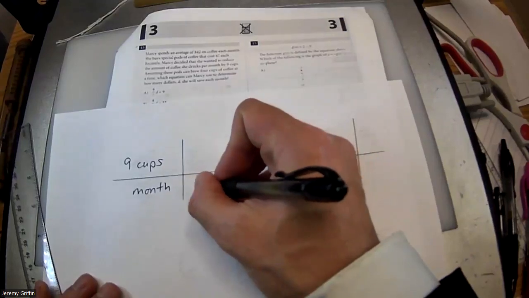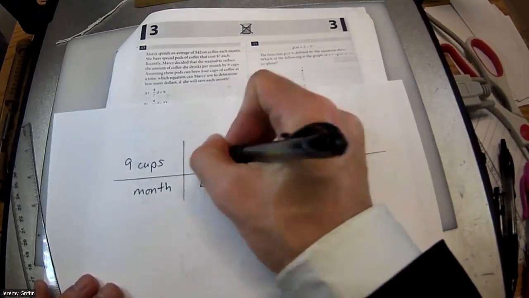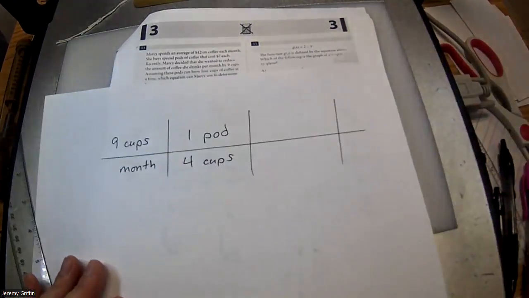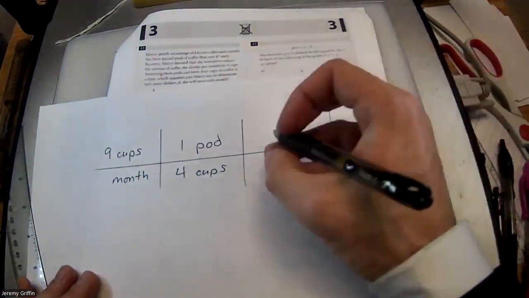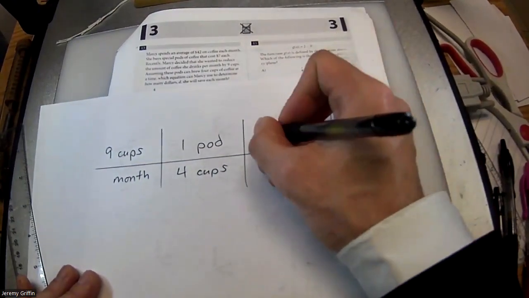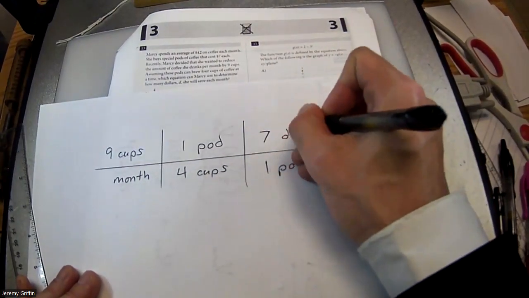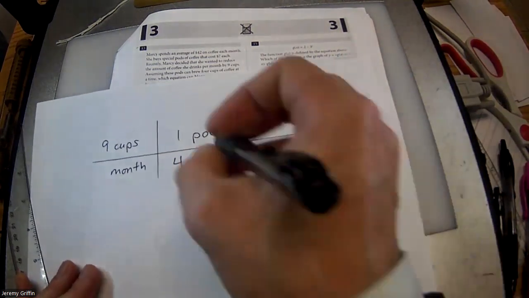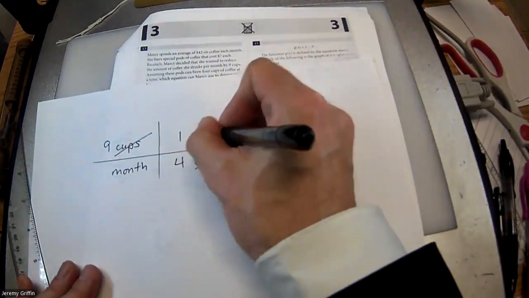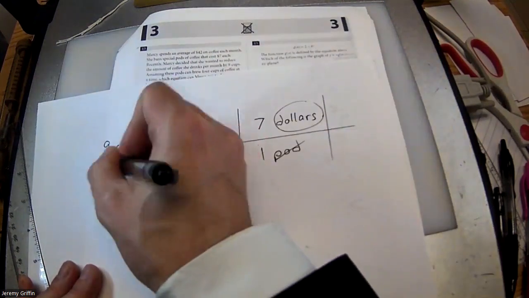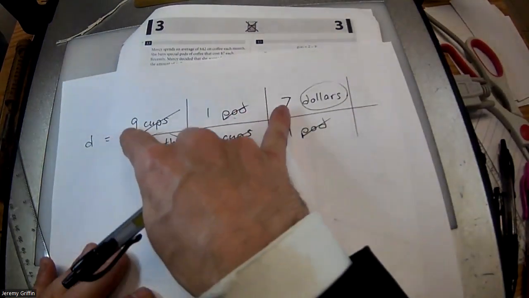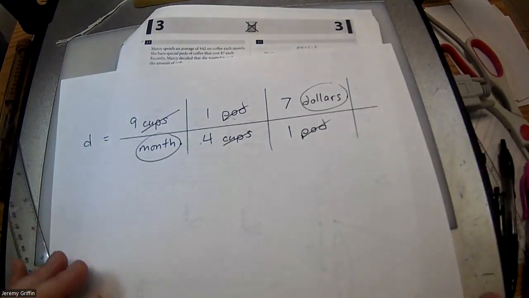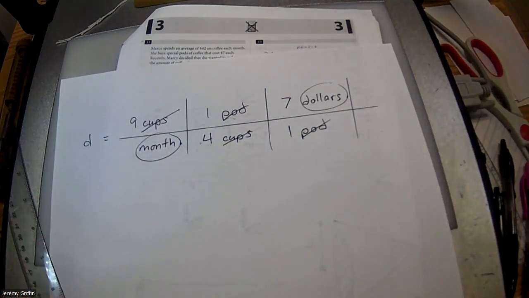And I know that there are 4 cups in 1 pod. You guys remember doing lots of stuff like this in this class, right? 4 cups in a pod. You see cups is set up to cancel out, right? And every 1 pod costs $7, and this is set up in such a way that I'm going to get dollars per month that she's going to save. And they say that that is equal to D. D equals that right there. So I would just say 9 times 7 is 63 divided by 4. Whatever 63 over 4 is, that's the exact answer. That's exactly how much she's saving per month.